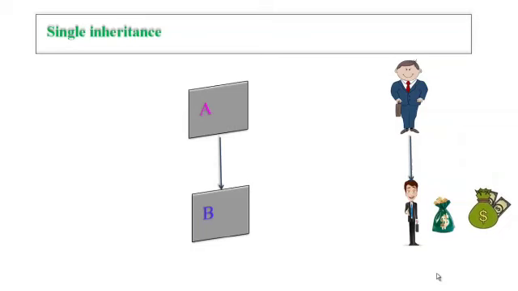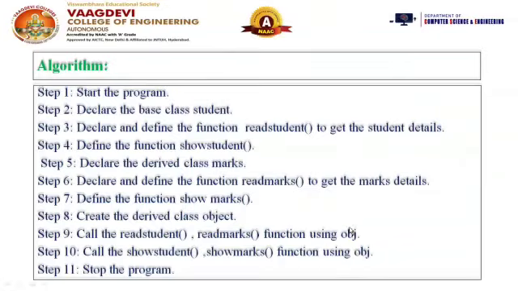Algorithm for single inheritance. In this algorithm, we will be discussing several steps which are involved in executing a program on single inheritance. In this algorithm, first 3 steps of this algorithm is to create the class and define variables and member function of that class. In the next step, we'll be defining member function. In step 5, we will be creating the derived class.